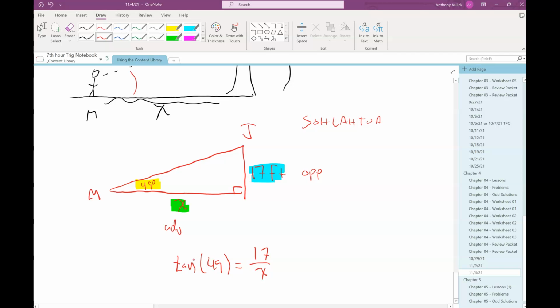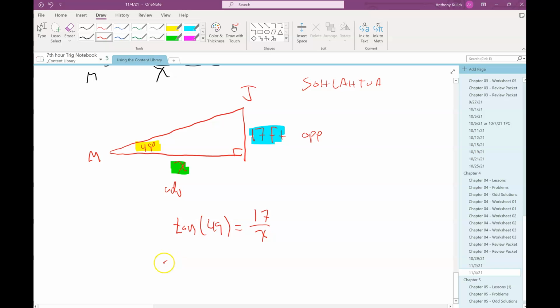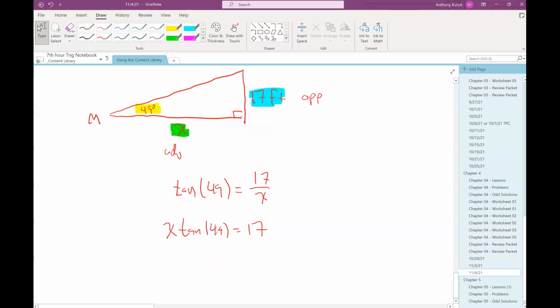So we have tangent 49 equals opposite over adjacent. To solve for x, I'm going to multiply both sides by x to get rid of the fraction. And then I'm going to divide both sides by tan 49. Remember, tan 49 is just some goofy decimal, right? I could type it in my calculator and get the decimal, but I don't want to have to keep track of all those decimal points. I'm just going to call it tan 49 until it's calculator time. Everybody cool? Okay.